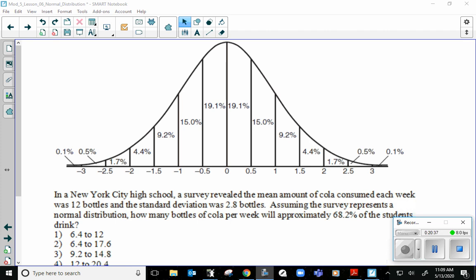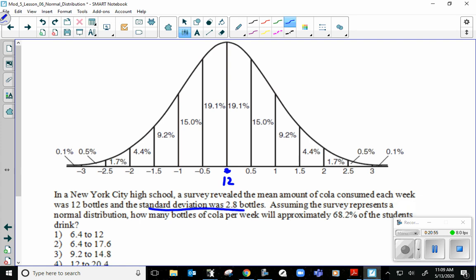Next one. In a New York City high school, oh, how relevant, a survey revealed that the mean amount of cola consumed each week was 12. So I know the average is 12, and the standard deviation is 2.8. So if I add 2.8 for every one, this is going to be 14.8. I add 2.8, that's going to be 17.6, I think. If I add 2.8, that's 20.4.